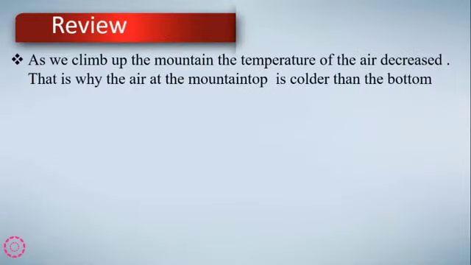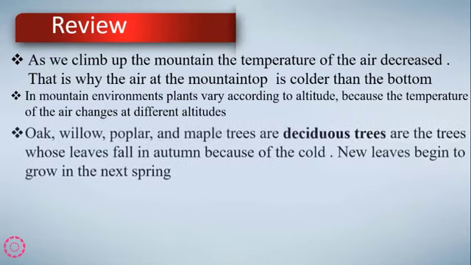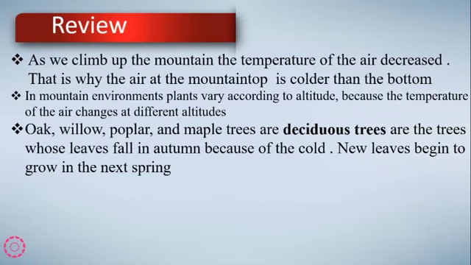As you climb up the mountain, the temperature of the air decreases. That's why the air at the mountain top is colder than at the bottom. In the mountain environment, plants vary according to altitude because the temperature of the air changes at different altitudes. Oak, willow, poplar, and maple trees are deciduous trees, whose leaves fall in autumn, or fall, because of the cold. New leaves begin to grow in the next spring.